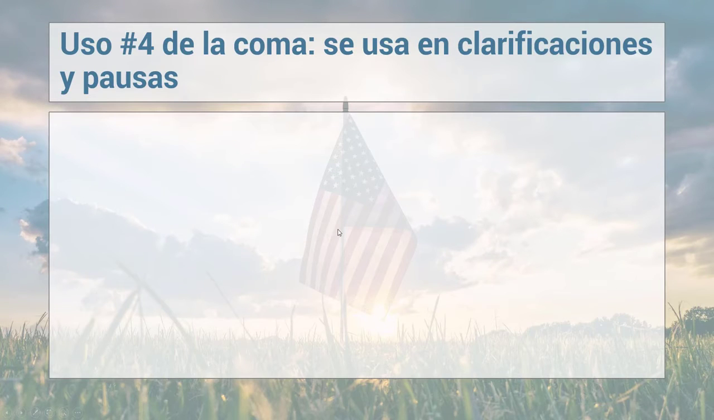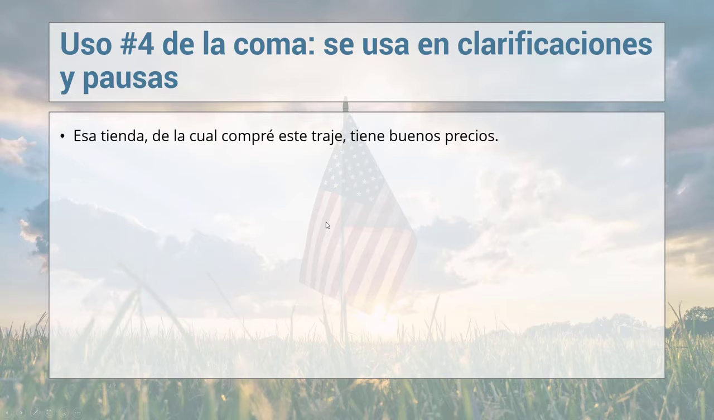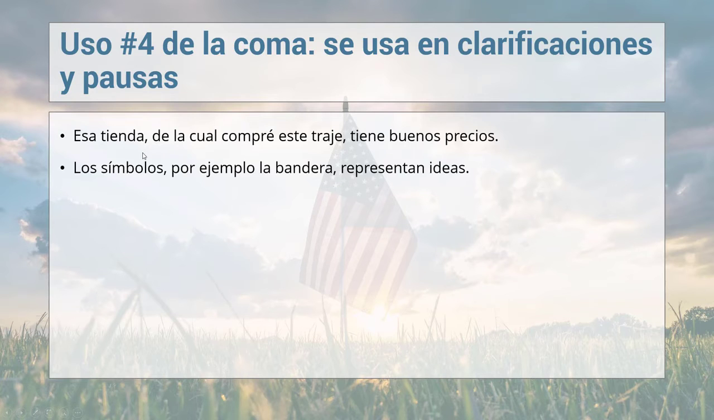Okay, número 4, se usa en clarificaciones o pausas. This is the tough one, all right? So, in this case, esa tienda de la cual compré este traje tiene buen precios. This store, or that store, from which I bought this suit, has good prices. So the from which I bought this suit is kind of a pause or a clarification about which store. Los símbolos, por ejemplo, la bandera, again, a clarification. The symbols, for example, the flag, representan ideas.